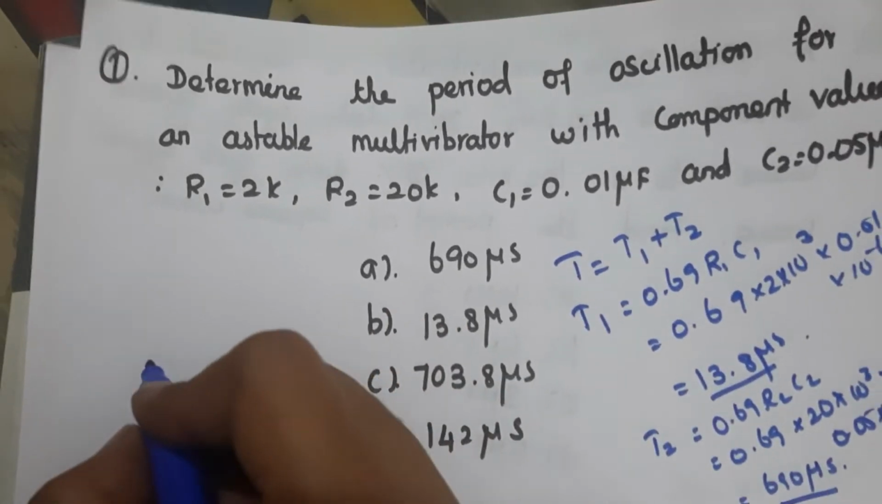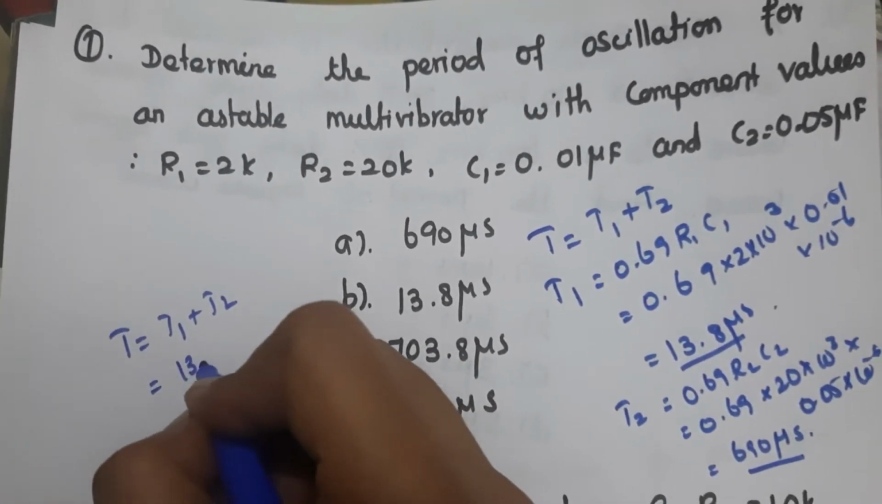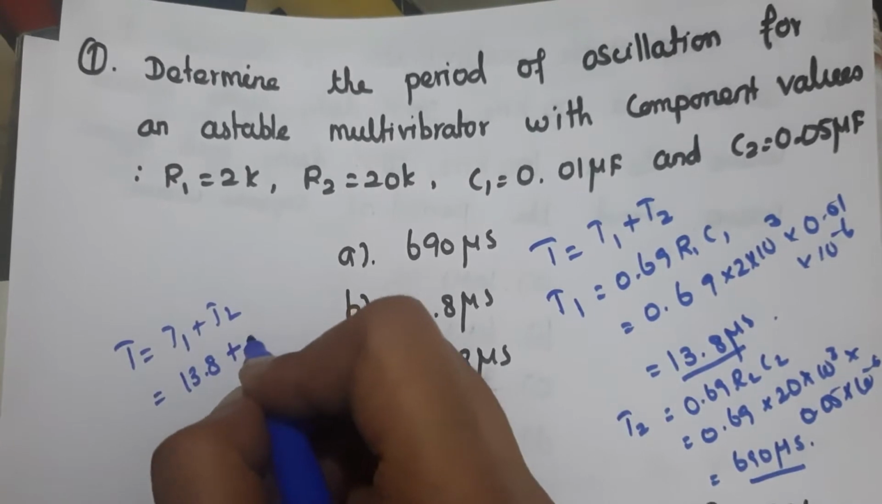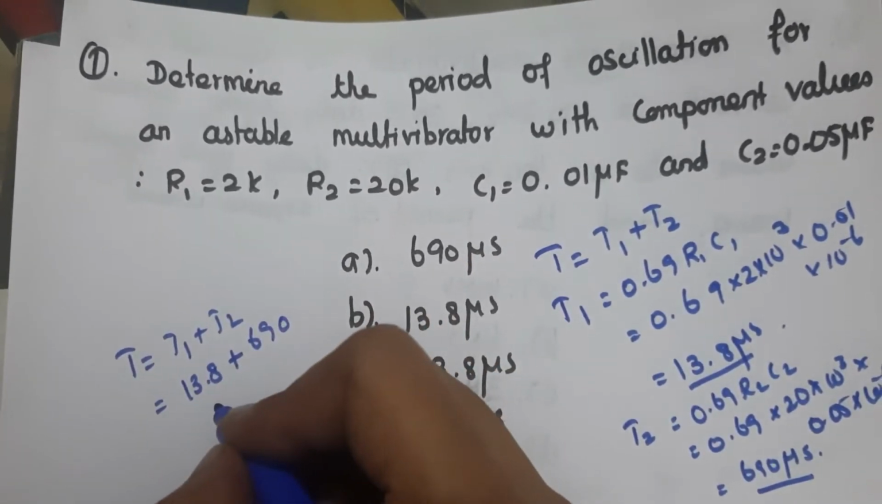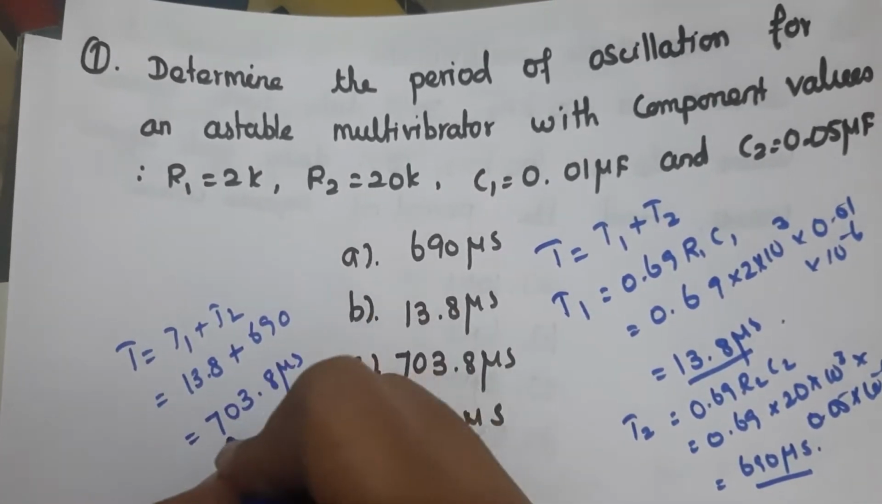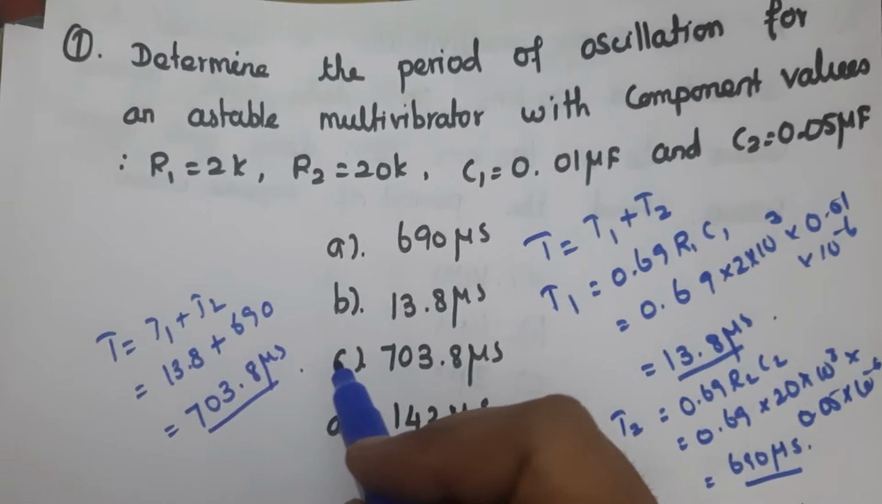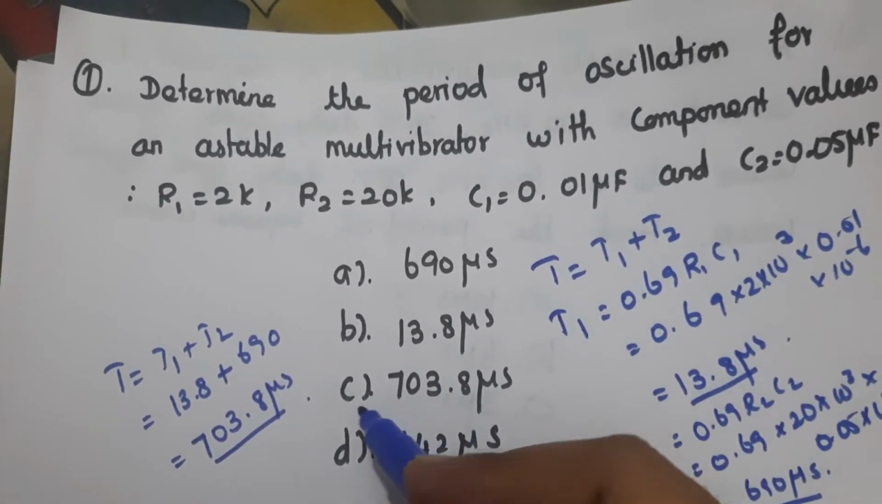So now T is equal to T1 plus T2, that is 13.8 microsecond plus 690 microsecond. Adding this we will get 703.8 microsecond. So this is the total time period of this astable multivibrator for oscillation. So here the answer is C.